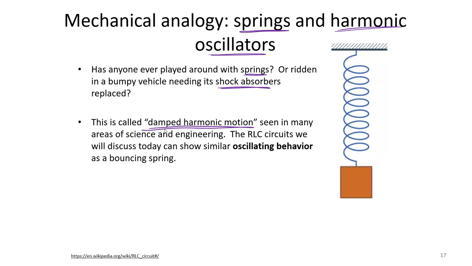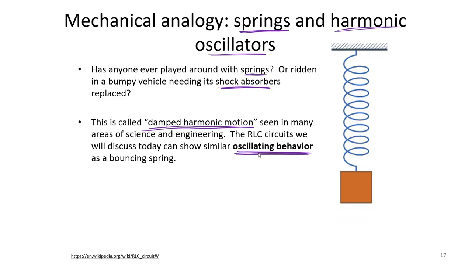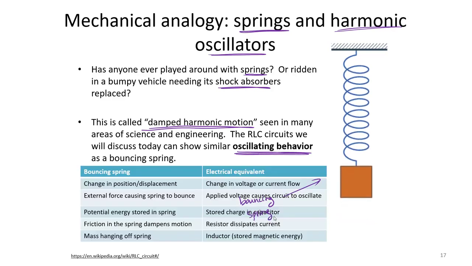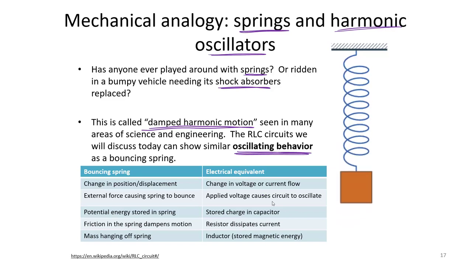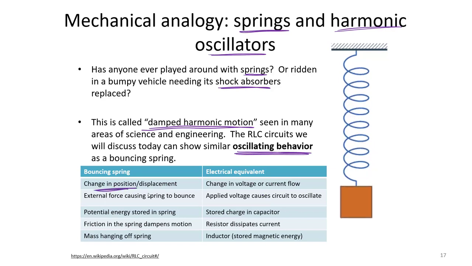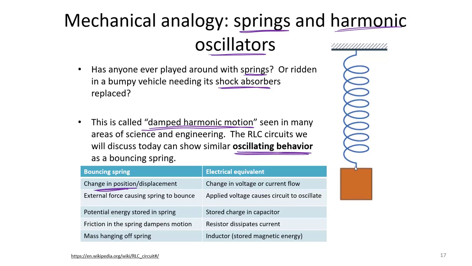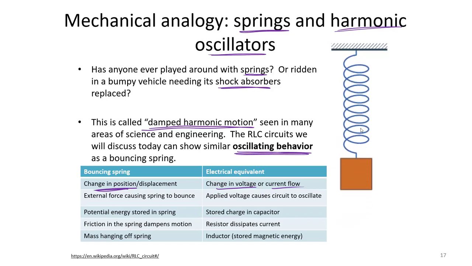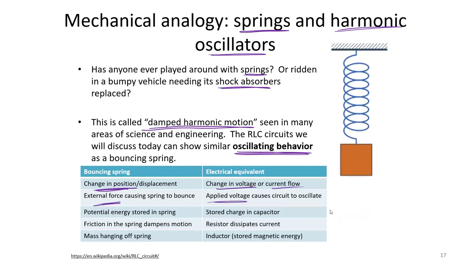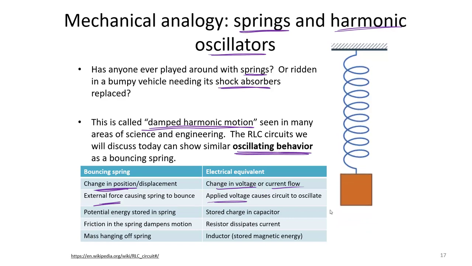And so it turns out that these second-order circuits and RLC circuits, mathematically, the oscillating behavior we see is the same behavior, mathematically, as a bouncing spring. So believe it or not, there's actually a really nice mechanical analogy between bouncing springs and second-order circuits. Notice that for a spring, if we change the position of the spring or displace it, that will cause the spring to bounce. Similarly, a change in voltage or current, such as powering on a source, can make our circuit oscillate. So again, it goes back to the external force, just like an applied voltage or current may cause our circuit to oscillate.